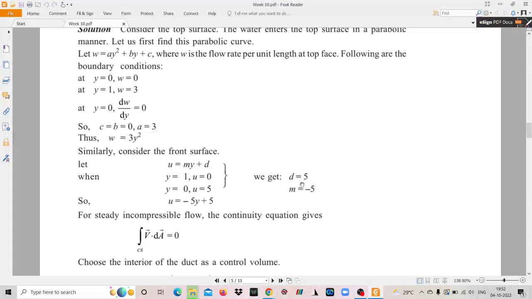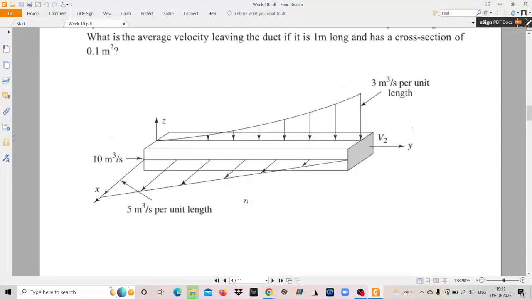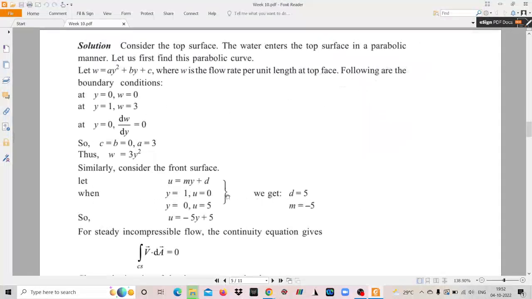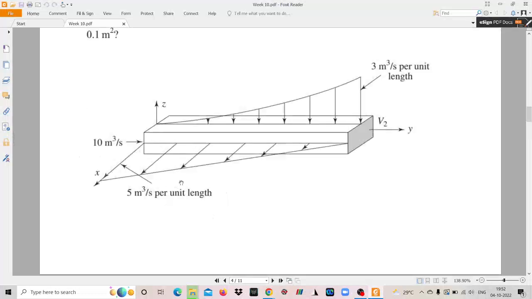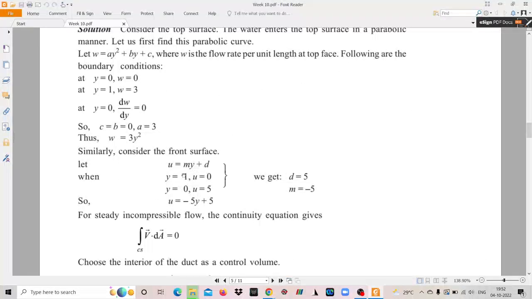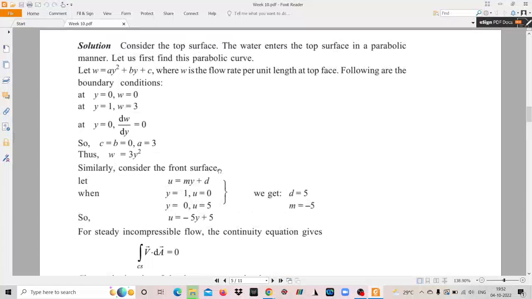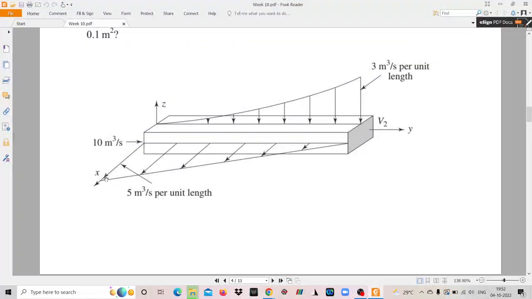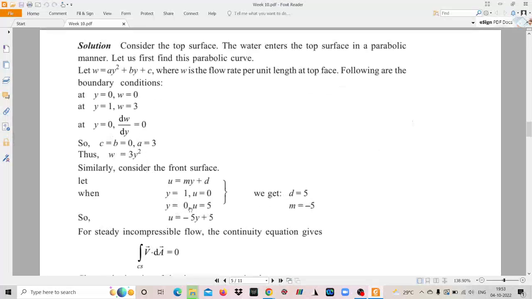Similarly, for the front face it is a linear profile. Say u is equal to my plus d, the rate at which it is coming. You need to determine the values of m and d. At y equal to 0, the value of u is 5. At y equal to 1, it is 0. So using these two equations and two unknowns, the values of m and d are minus 5 and 5, and u is equal to 5 minus 5y.